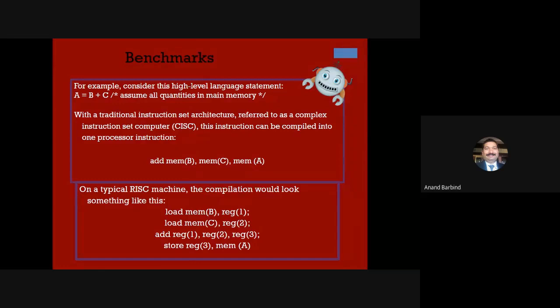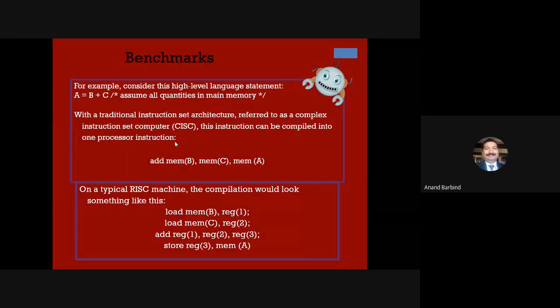Here, in the beginning, let us consider two different types of processors, because when you are working with the processor, two major types are there. One is of the type CISC, that is, complex instruction set computer. So this is one type of processor.